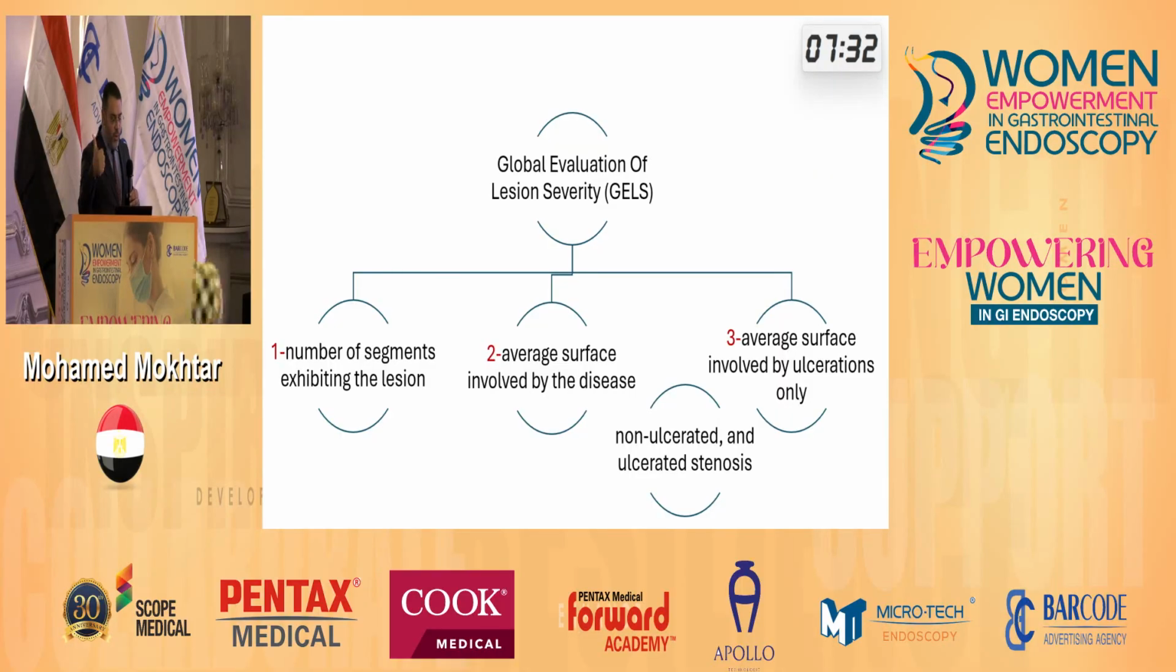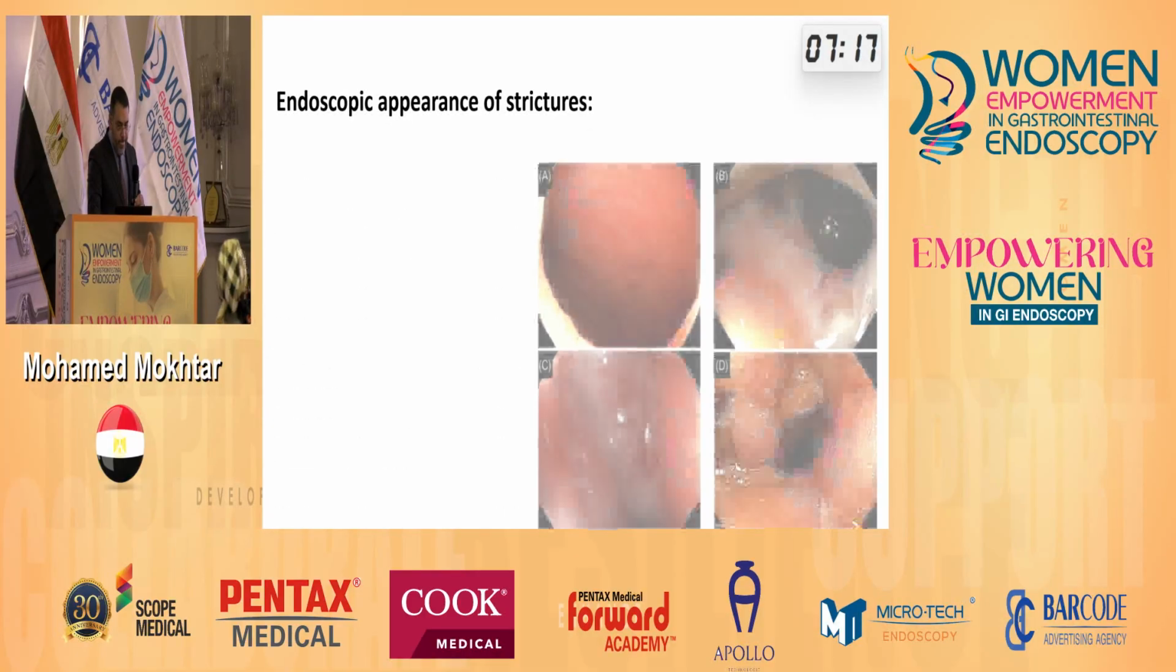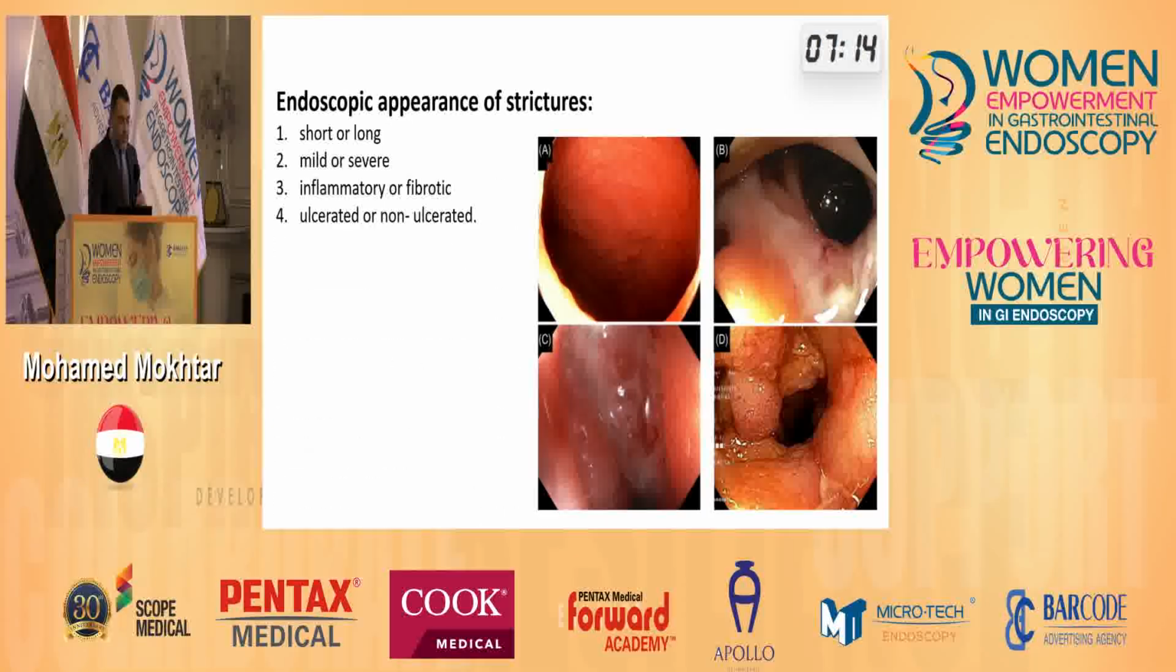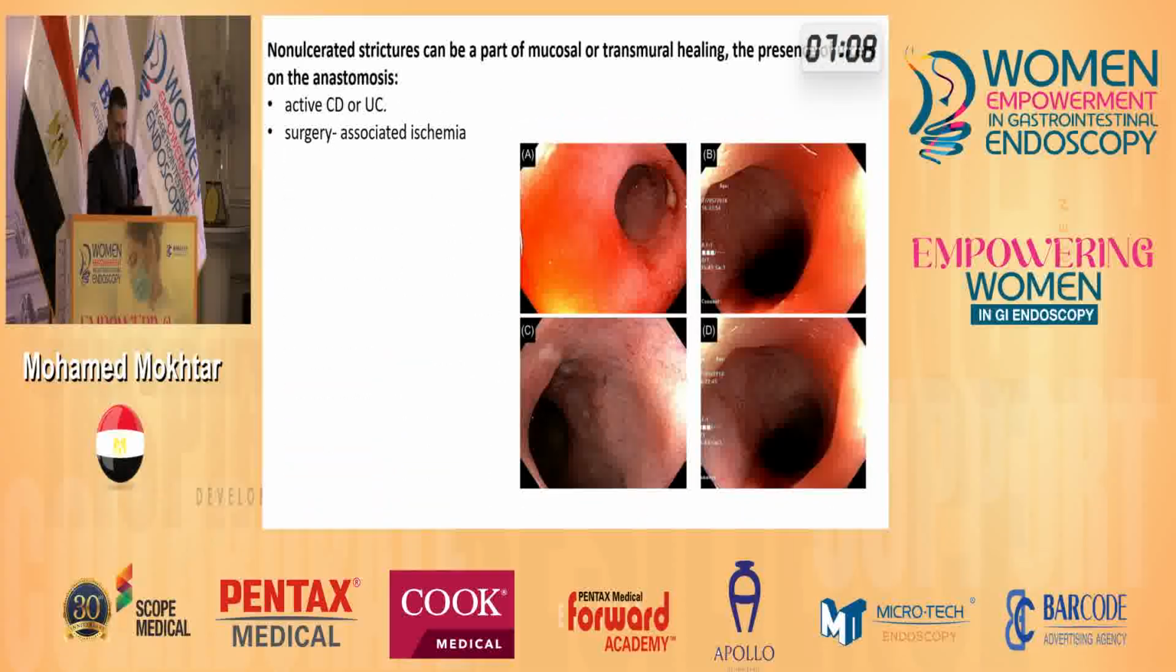Again, first of all, the number of segments affected by Crohn's. Then the total area affected by the disease, the average surface area affected by disease, then the ulcerated surface area, then the presence of ulcerated or non-ulcerated stenosis. The endoscopic appearance of stricture may be short or long, mild or severe, inflammatory or fibrotic, ulcerated or non-ulcerated. Presence of ulcer at the stenotic area does not just mean an active disease. It may mean a surgery-associated ischemic ulcer.